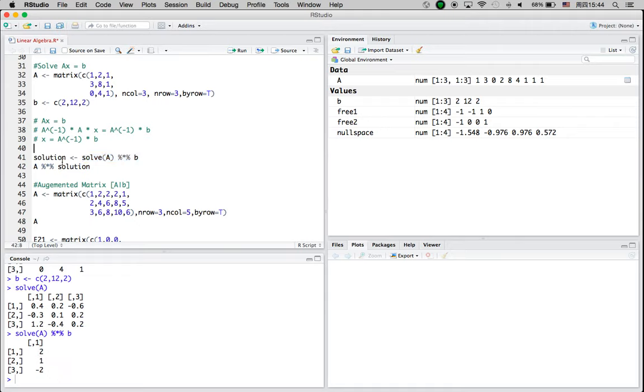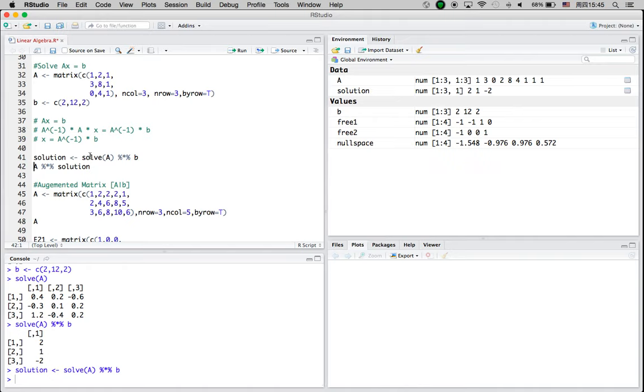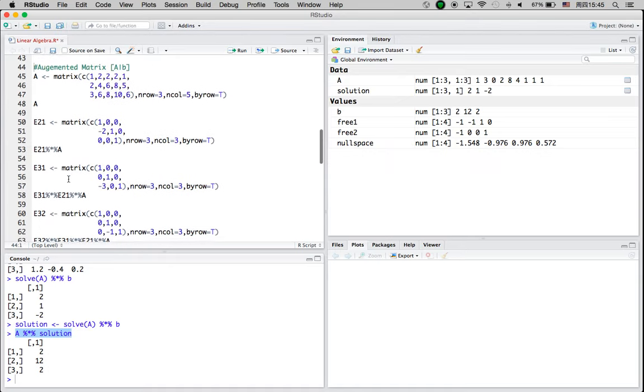So now let's take a look. We store the solution as x solution, and then we use A times x, so the result should be the b vector here. So now let's take a look. The calculation of A multiplied by the solution is 2, 12, 2. So that also verifies that x is the solution for this linear system. Okay.